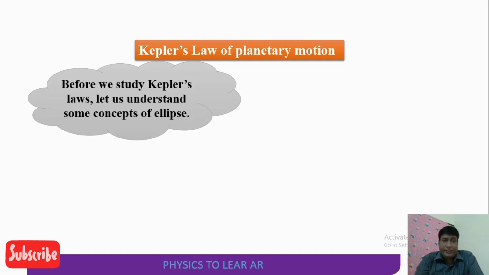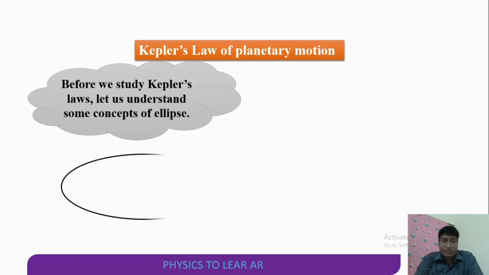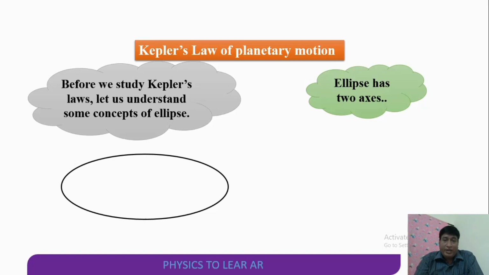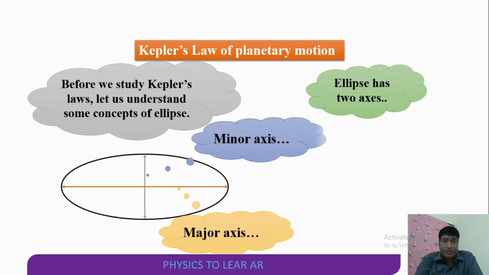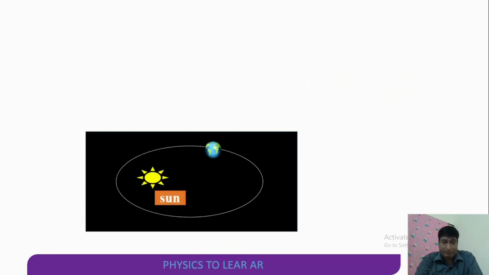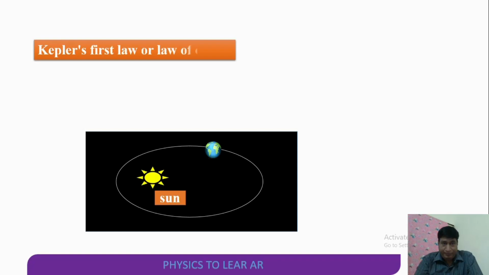Before we study Kepler's laws, let us understand some concepts of the ellipse. In mathematics we have studied the ellipse. An ellipse has two axes: one we call the major axis, and the other the minor axis. So how can we state Kepler's first law, or the law of orbits, in definition form?